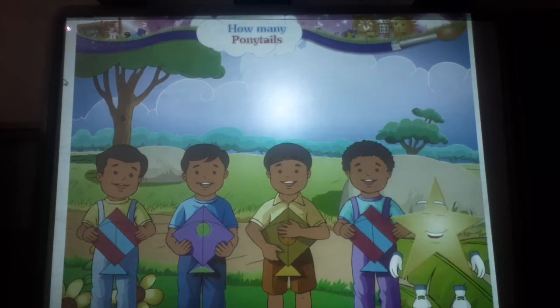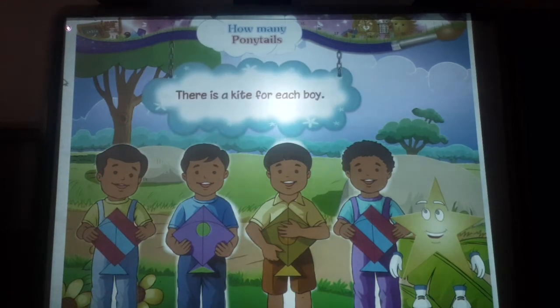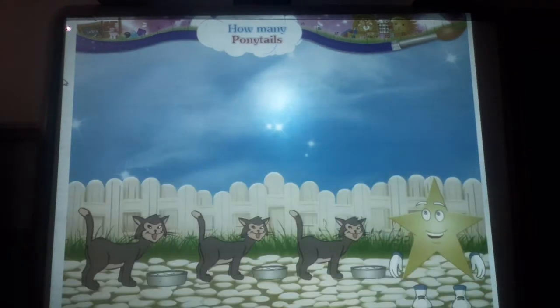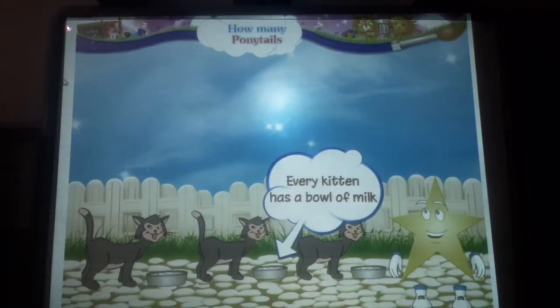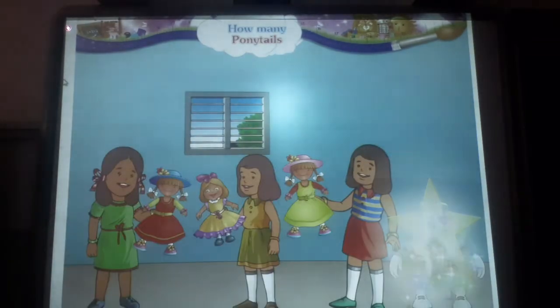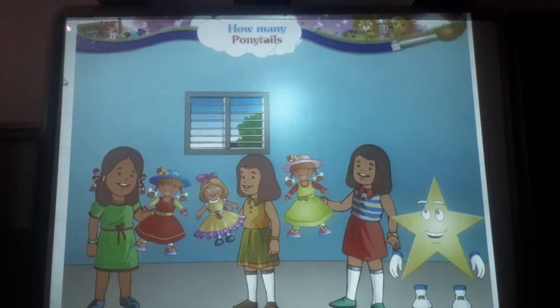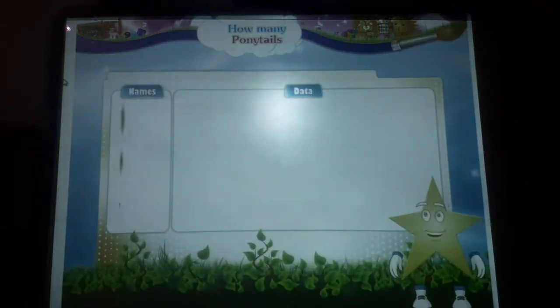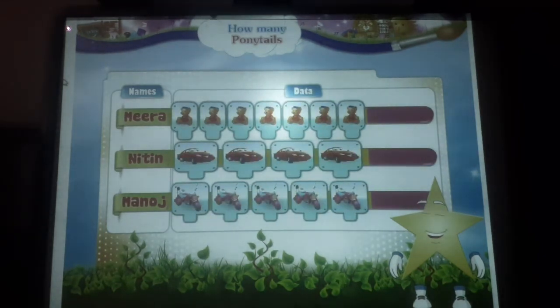Hey, Starry, look at this picture. There is a kite for each boy. And here, every kitten has a bowl of milk. We can also see some girls. Each girl has a doll. Starry, wasn't that easy?